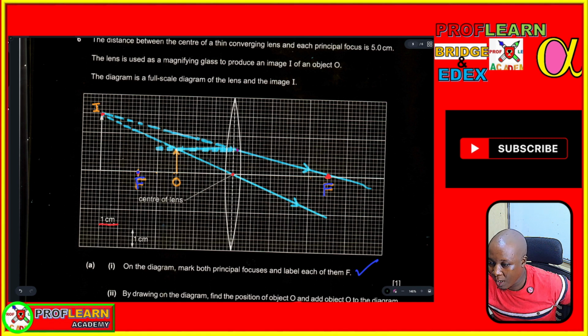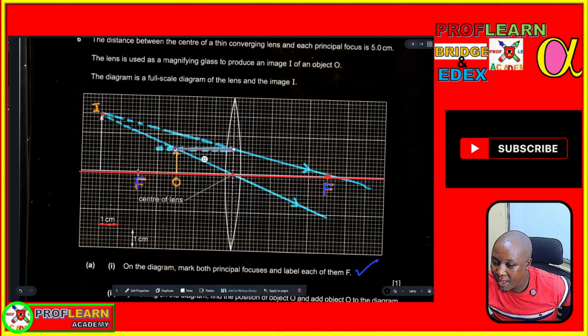Then once you have that line from the image through F, and where it meets the axis of the lens, at this particular point you are going to draw a line that is parallel to the principal axis. Of course, remember this is our principal axis here, right? So from this point, you draw a line that is parallel to the principal axis.